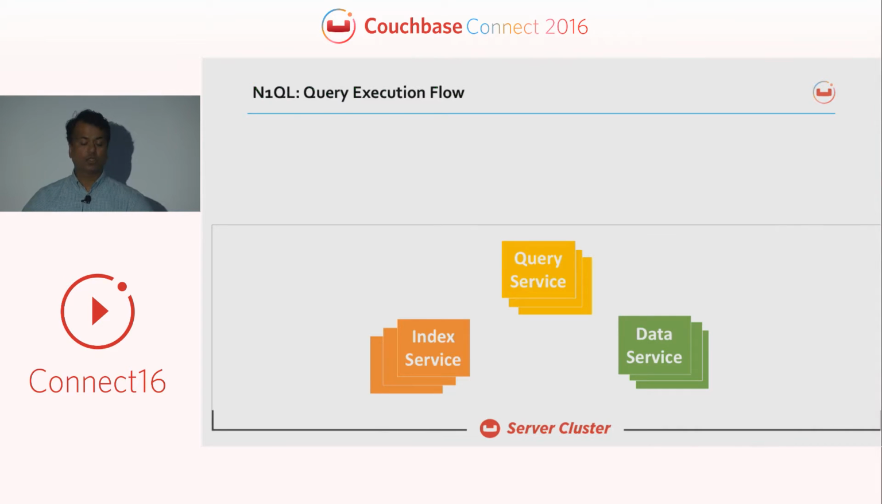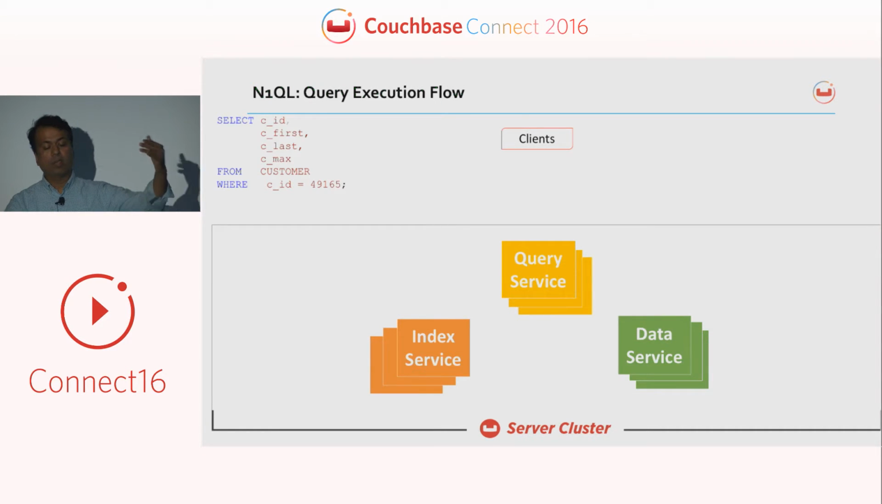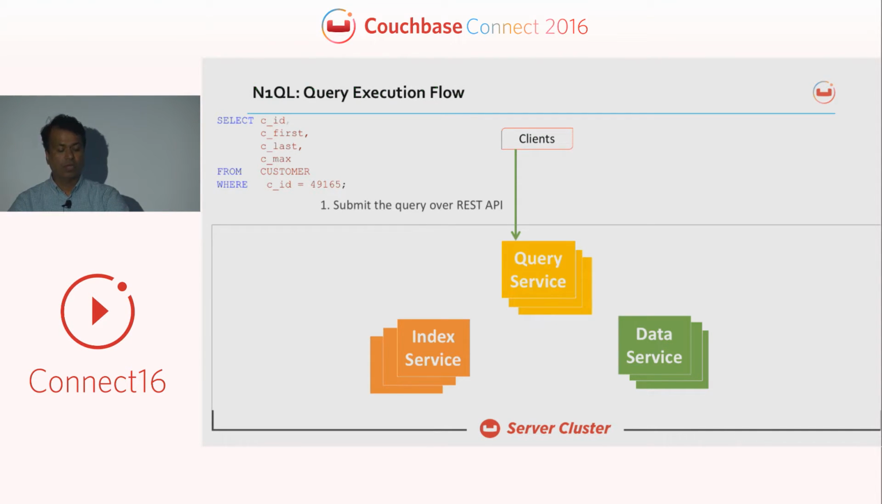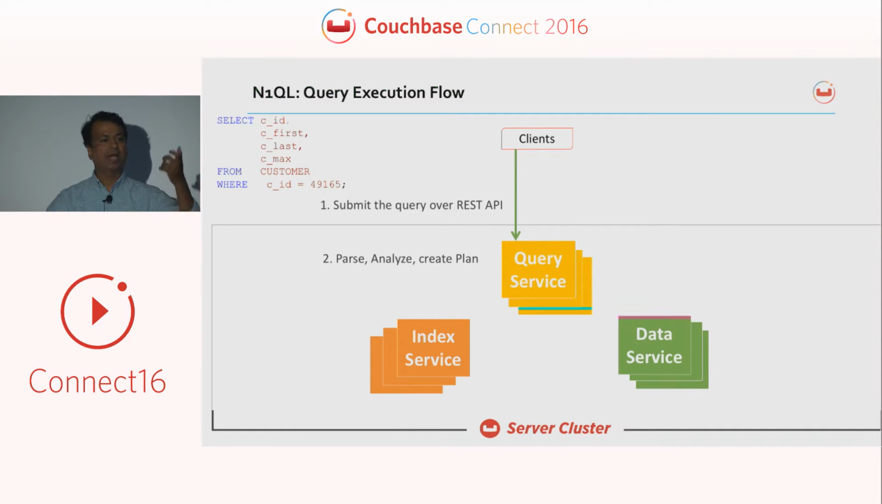Let's look at the execution first, and then look at the query plan that results in this execution. Applications, whether through direct REST API or through SDK or through ODBC drivers from Simba and CData, eventually submit the query through the REST API that we have published for the query service. So we get the query, we parse, analyze, and create the plan. We first create the plan within the query engine, and the result of the plan is transformed into an execution tree, and that's what gets executed.